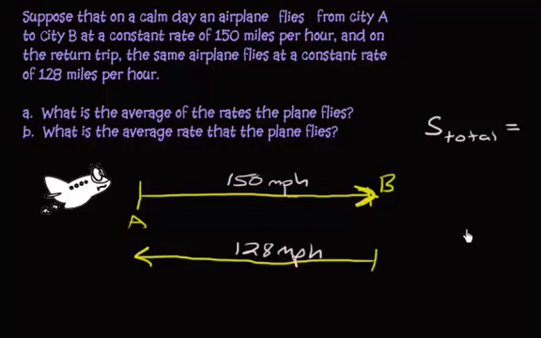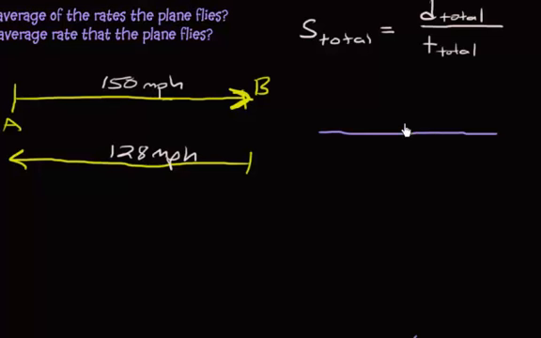So let's set up a frequency distribution where the only thing that's going to be in the frequency distribution is the speed. Okay, so we have our two speeds. We have the 150 mile per hour speed. Let's move that over a little bit. I want to write the unit. So we have 150 miles per hour, and then we had 128 miles per hour.